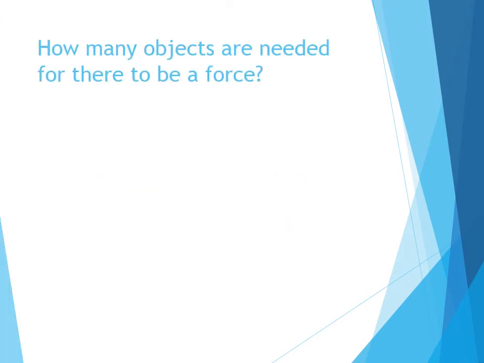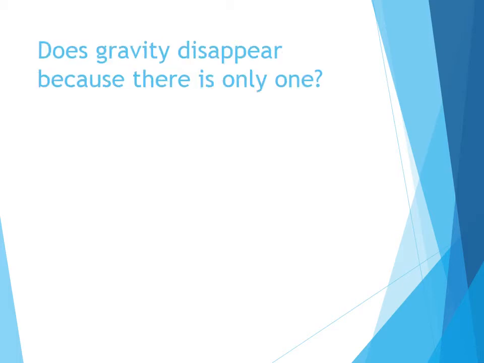What is a field? Okay, so we started out by talking about how many objects are needed for there to be a force. Well, since an object can't exert a force on itself, there need to be at least two. But does gravity disappear because there's only one object that I'm looking at? If the Earth were to disappear, would the moon still have a gravitational pull? Well, yes. So how can we describe how strong the gravity is somewhere without having another object to interact with?